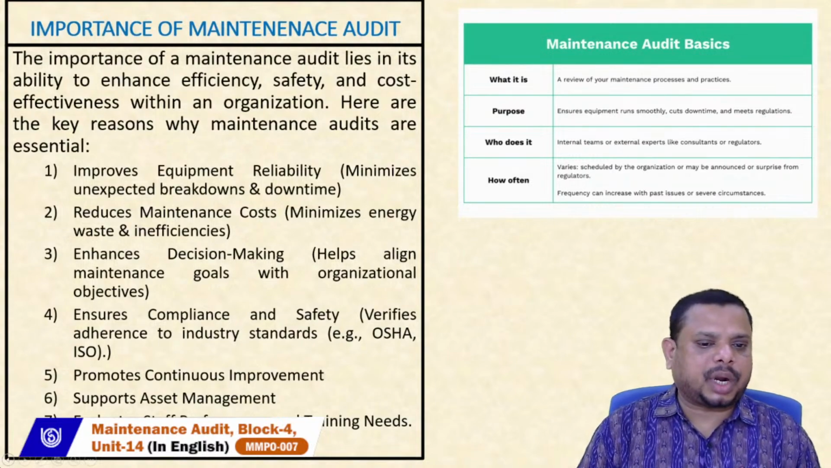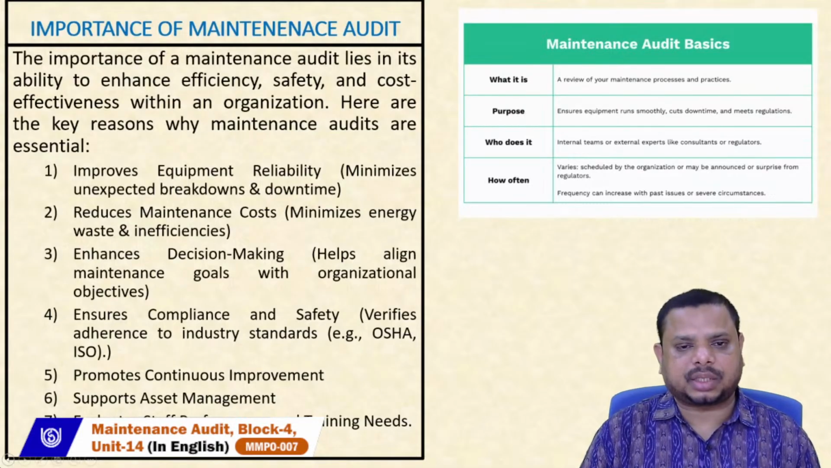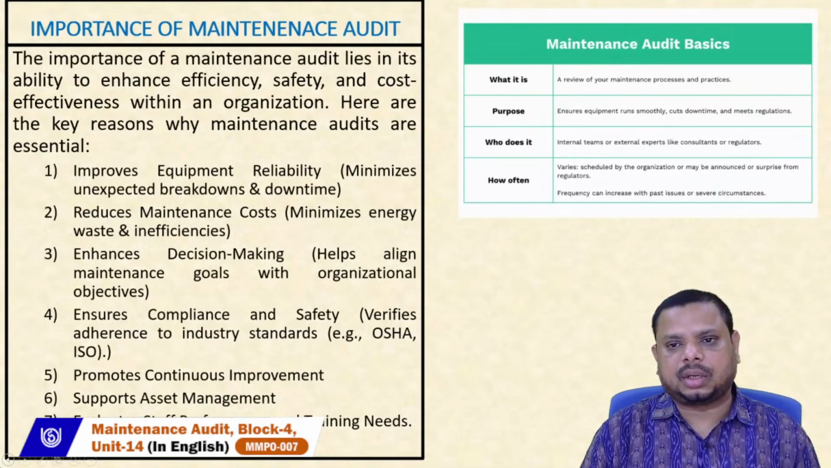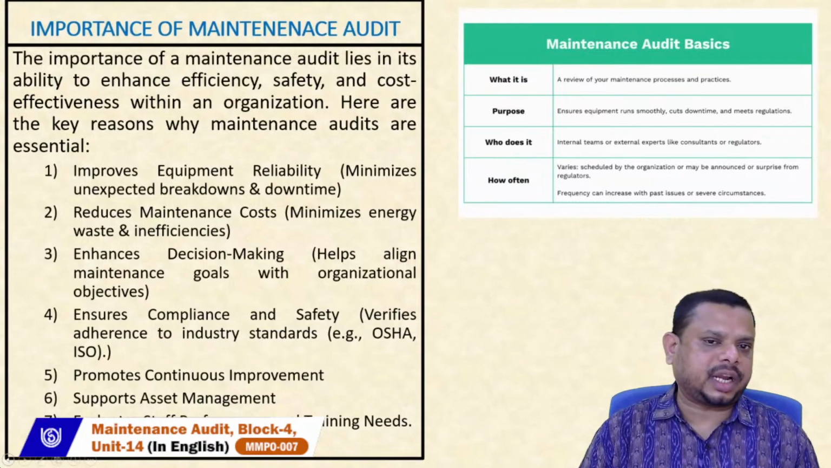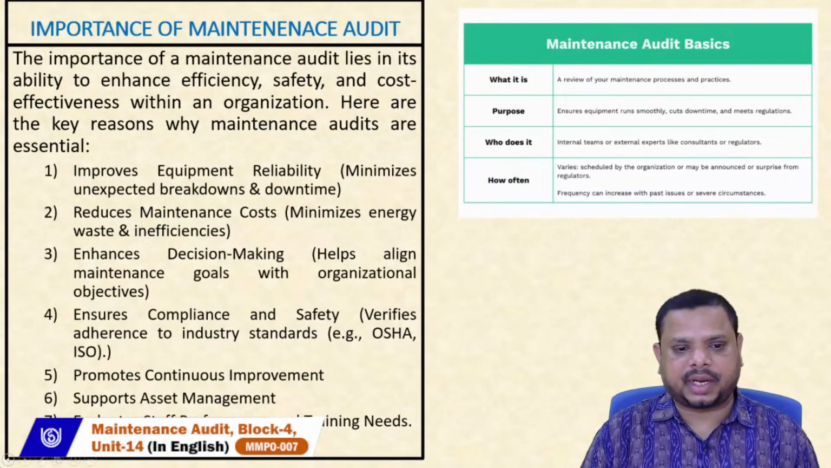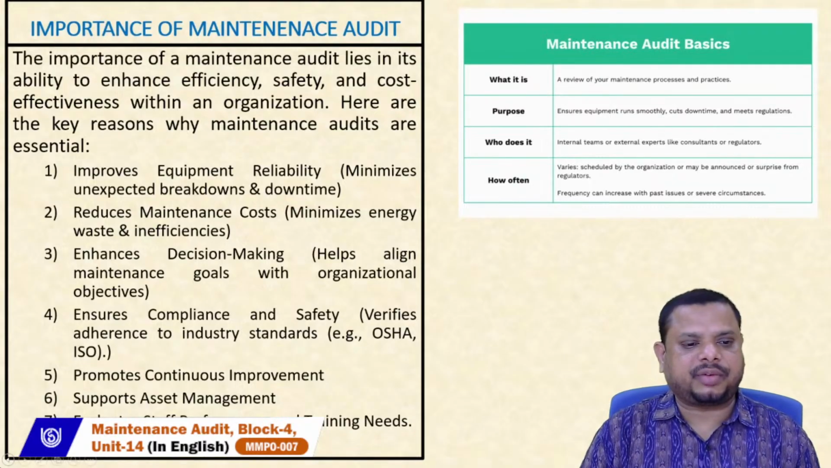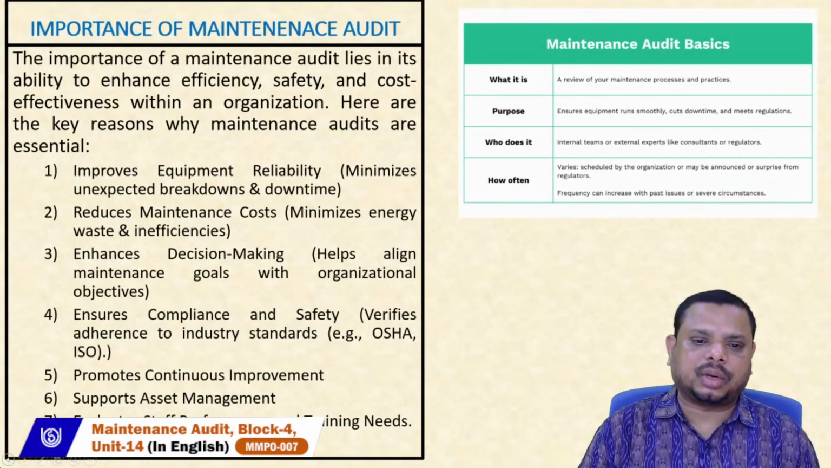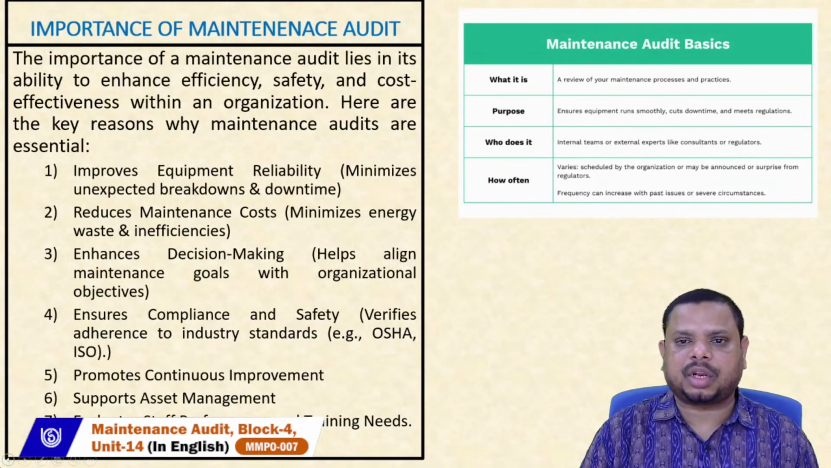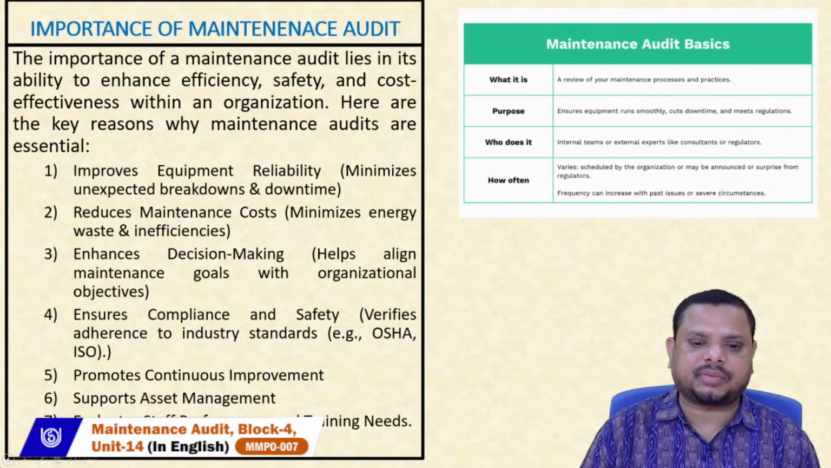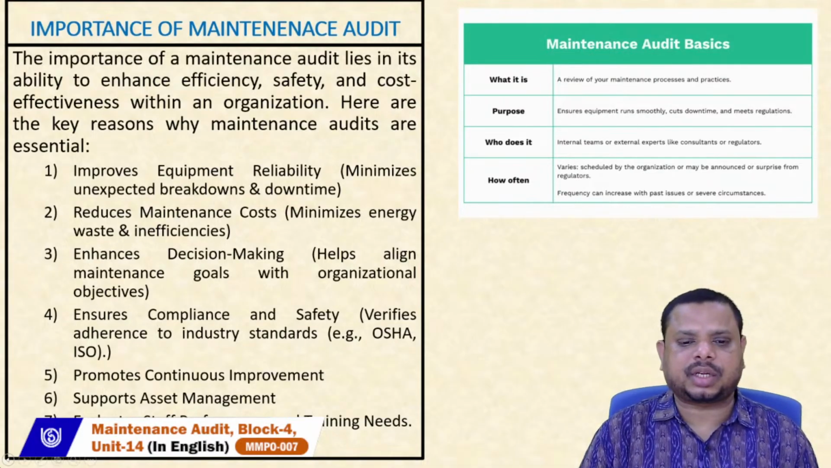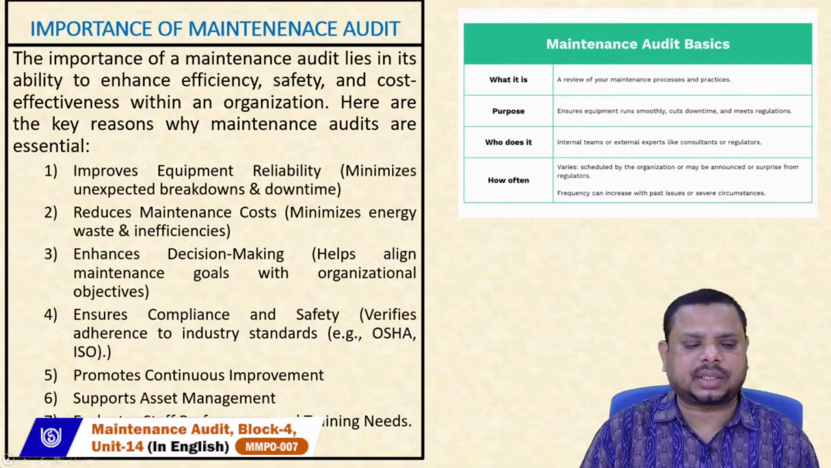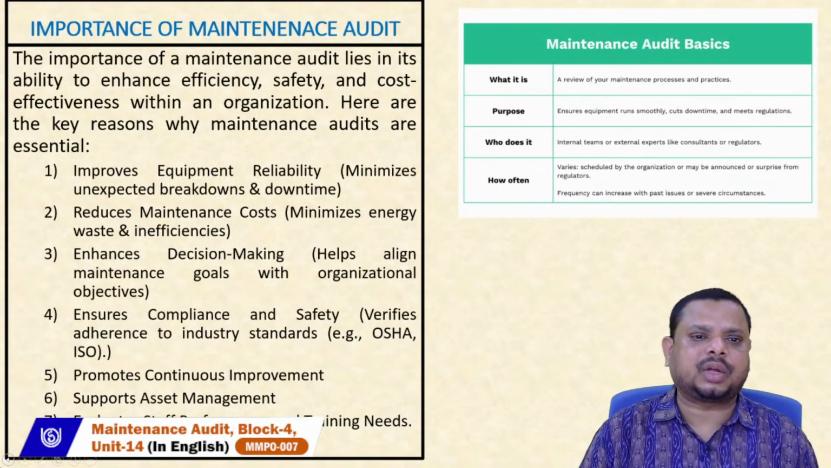The next important part is ensure compliance and safety. Whenever you think about maintenance, safety is the second most important pillar of the maintenance audit. It should be verified that industry standards are adhered to. In most cases, only a few industries in India are implementing the ISO 18000 certification. ISO 18000 is dedicated to occupational safety and health assurance systems for the employees who work dedicatedly to provide maintenance inside the organizations.